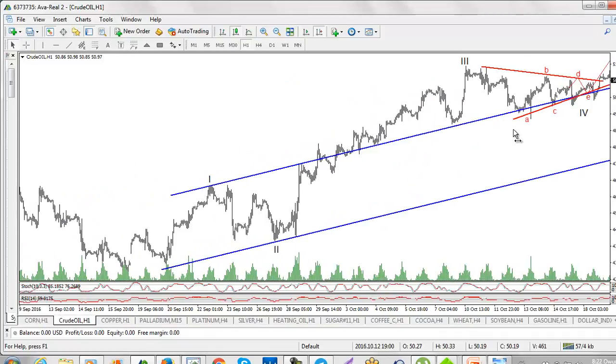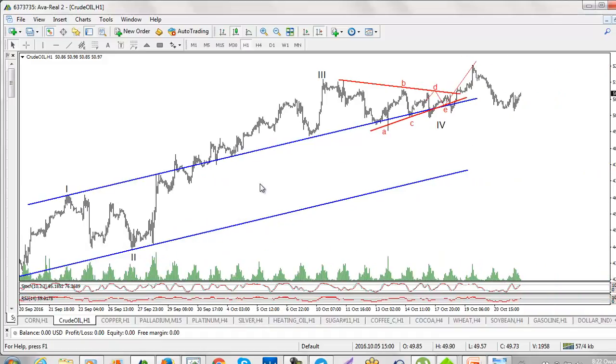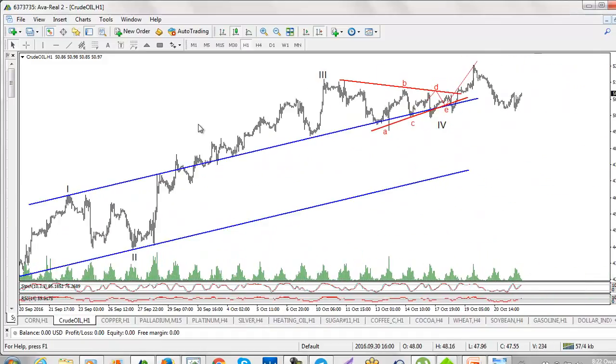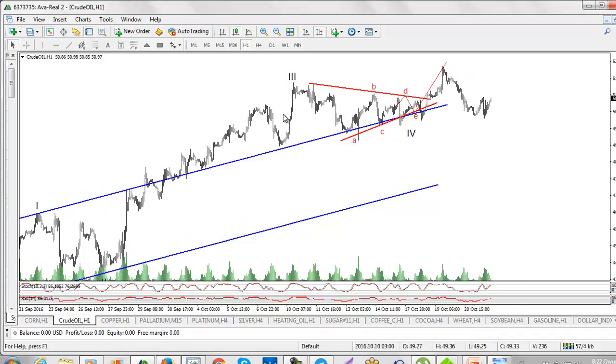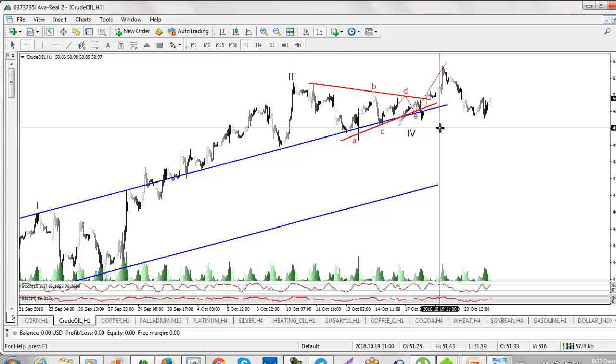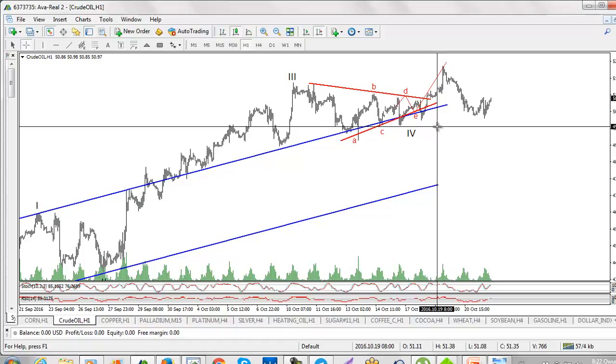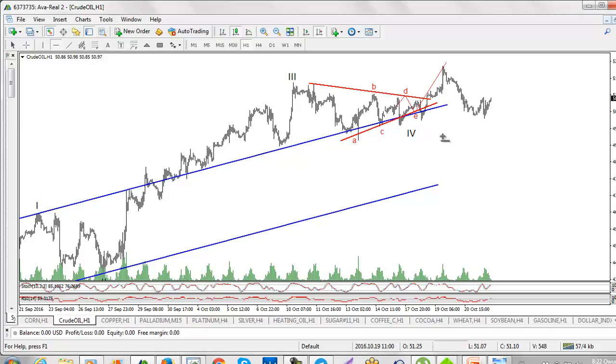And another scenario is that since this move is extended, the third wave is extended, probably the fifth wave has actually ended here, and then a break below here, something around a break below this level here, we have to confirm that price is in a major correction. So a break below here will confirm to us that price is probably going to start a very real correction.